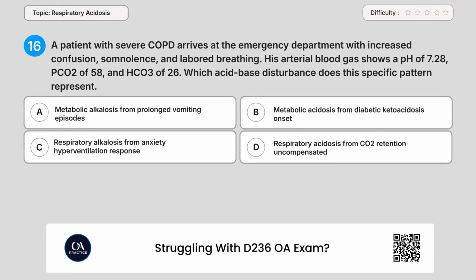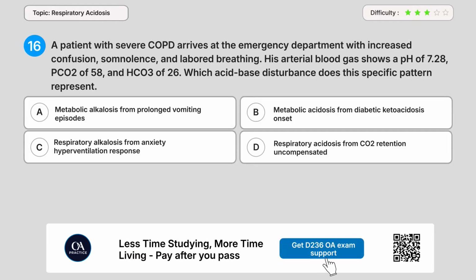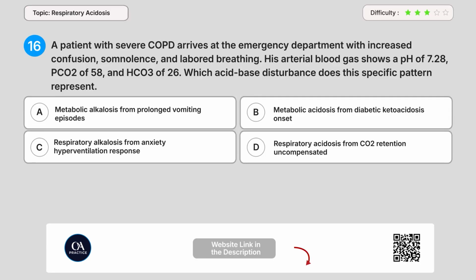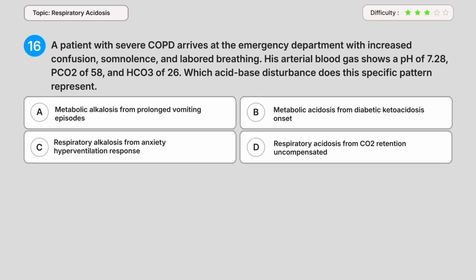Question 16. A patient with severe COPD arrives at the emergency department with increased confusion, somnolence, and labored breathing. His arterial blood gas shows a pH of 7.28, PCO2 of 58, and HCO3 of 26. Which acid-base disturbance does this specific pattern represent?